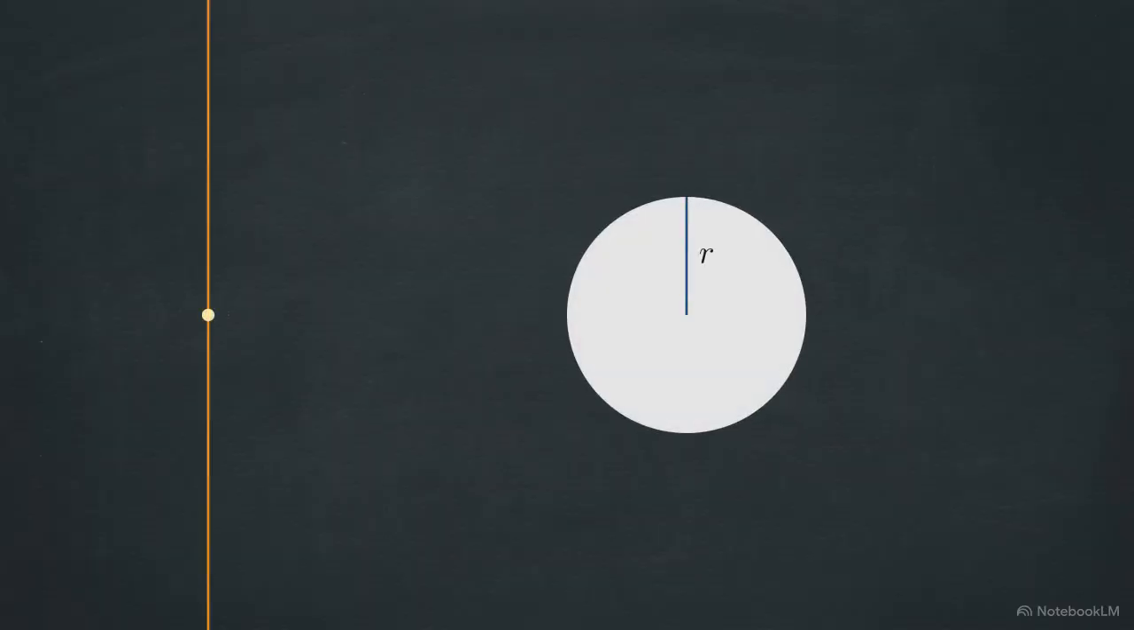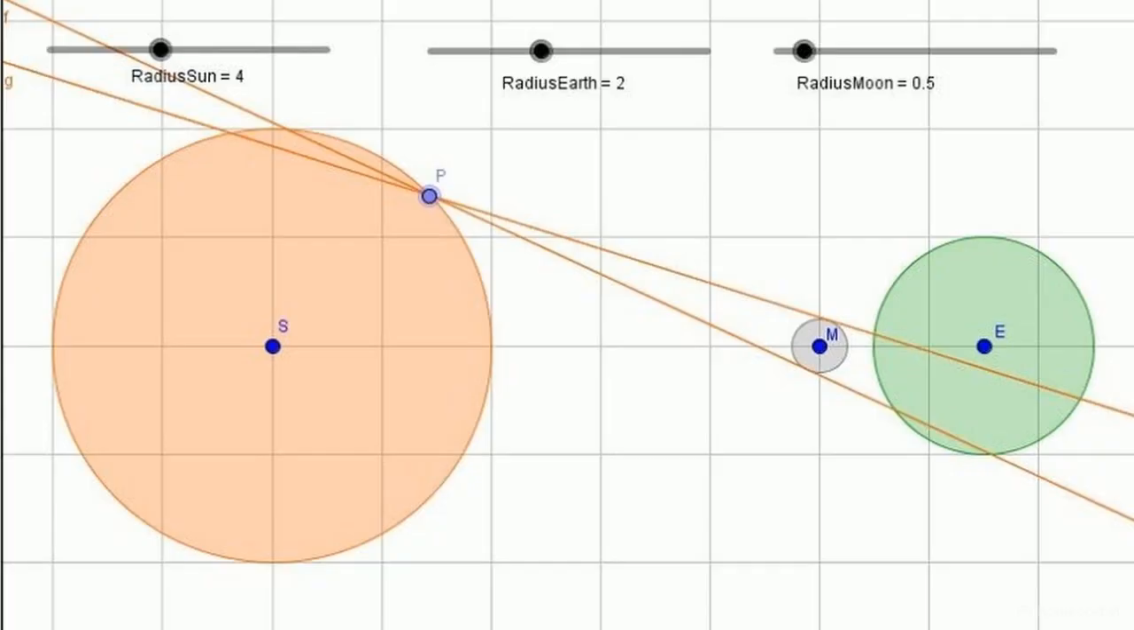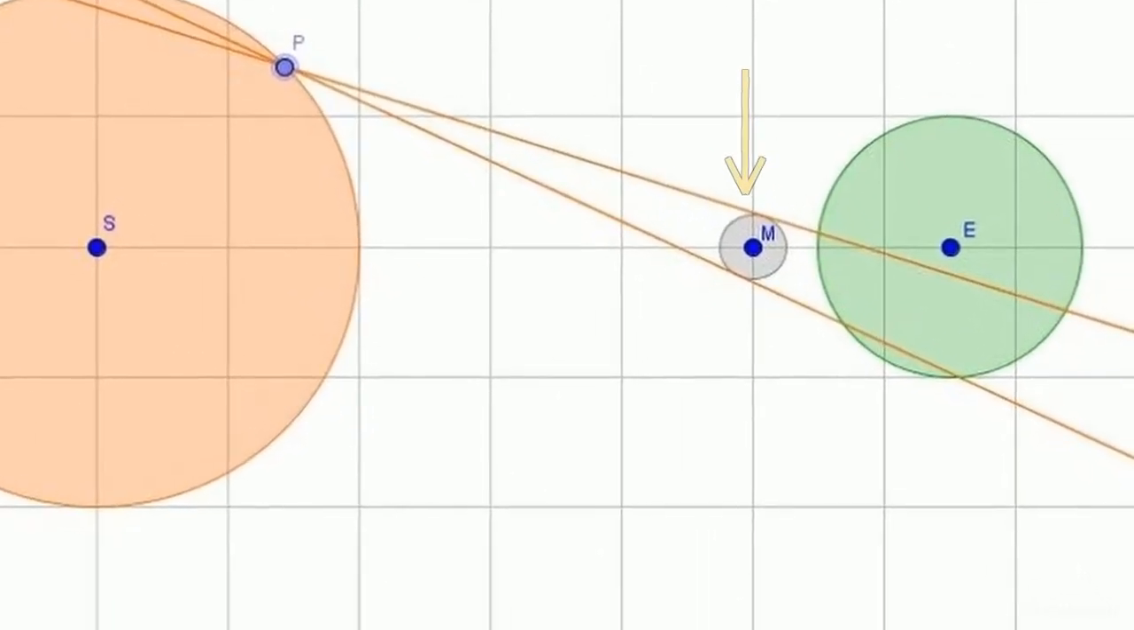By simplifying these massive distances into symbolic radii, we can plot the path of light rays. We've isolated a single point of light on the Sun's edge, point P, tracing 2 orange lines toward Earth. These tangent lines rest exactly on the Moon's edges, defining the shadow boundary for this specific ray to show where light is blocked from reaching Earth.